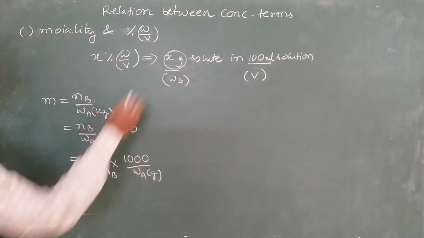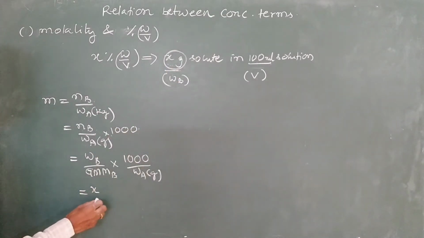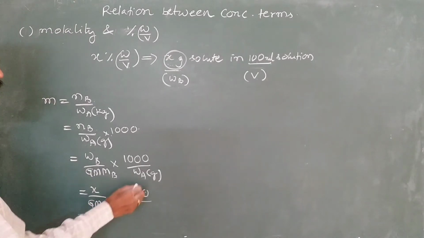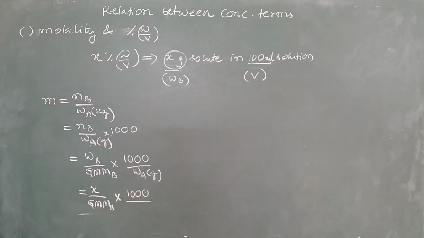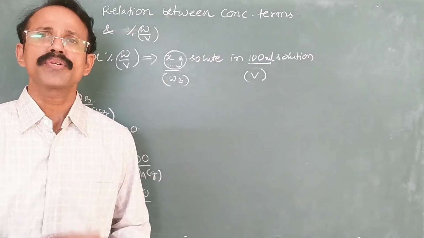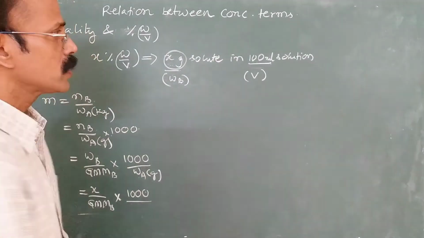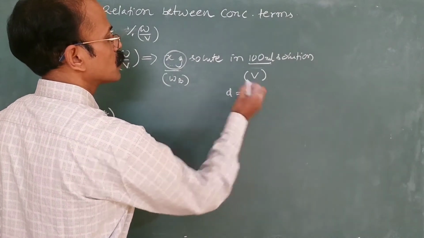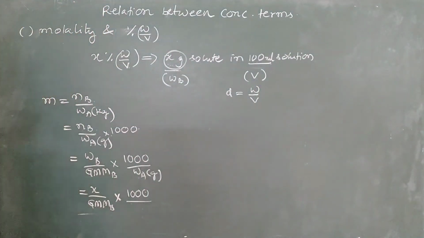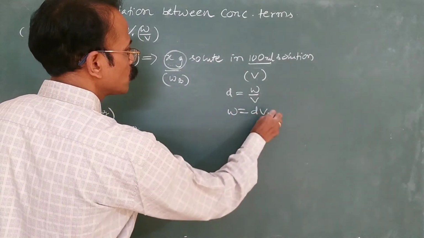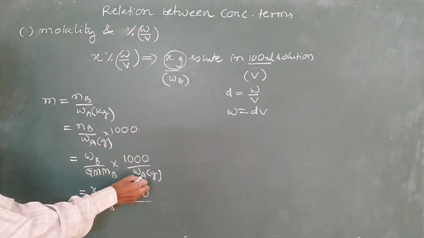So for mass of solute you can write x gram, molar mass of solute, into 1000 divided by mass of solvent. But here the volume of the solution is given. Mass of solution can be obtained by using density. Density is mass by volume of the solution, so mass of solution is equal to density into volume. But here mass of solvent is needed.